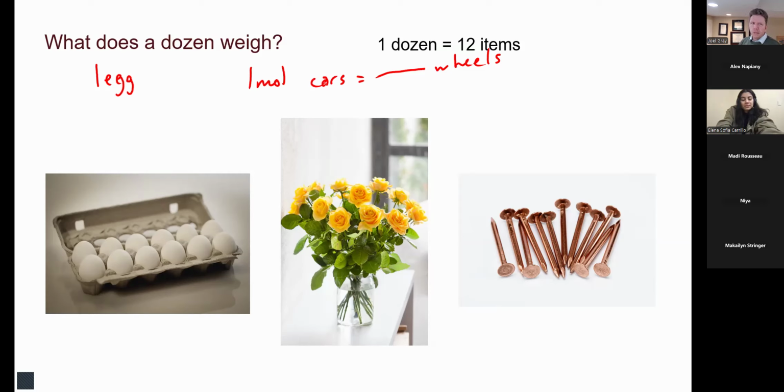Okay. Now let's do this again. 1 mole of cars. You have 6.02 times 10 to the 23rd cars. How many wheels do you have? Well, for each car, you have four. Another way of putting it, yes, four times that. So you could say you have 4 moles of wheels. Does that make sense? Could you give me a Y or an N in the chat? Okay, great.